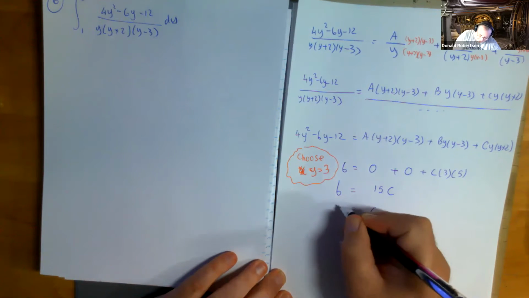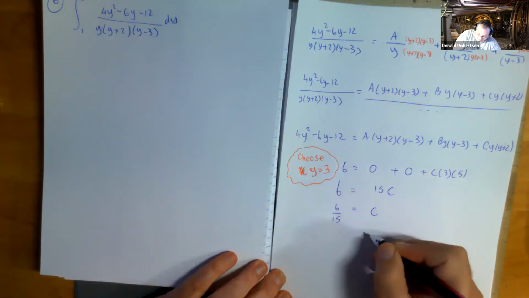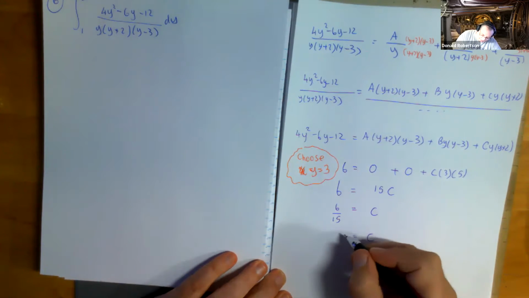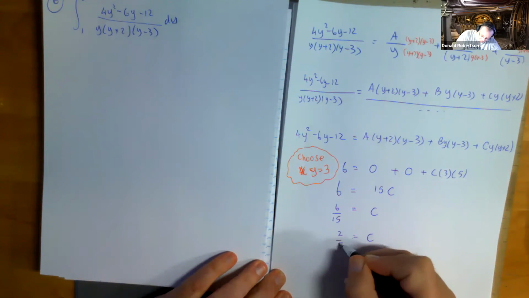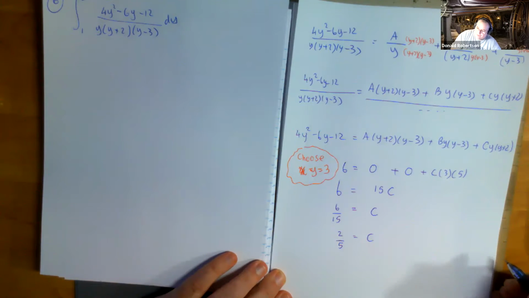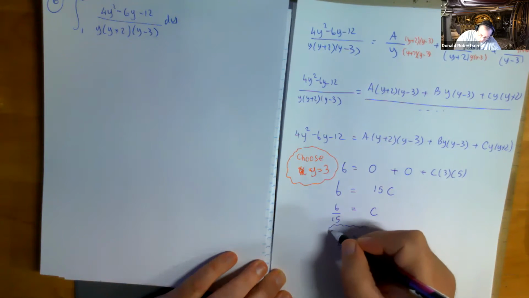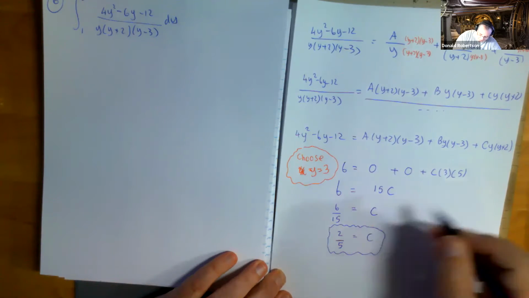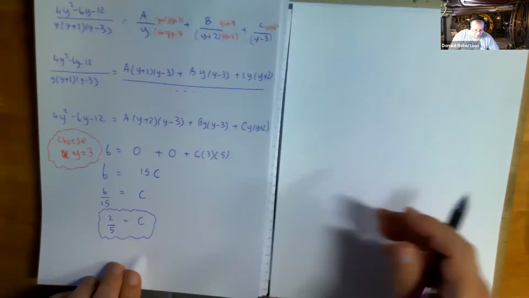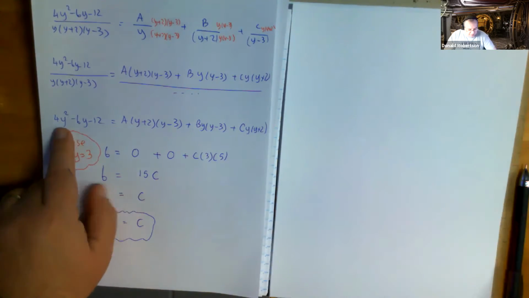Won't that allow us to get C then? Well, I guess it does cancel a little bit. C is 2/5.